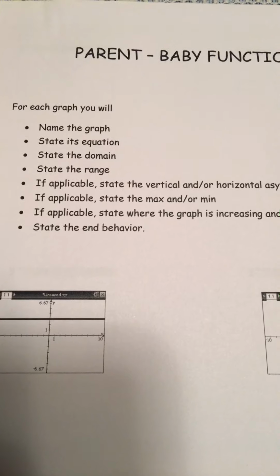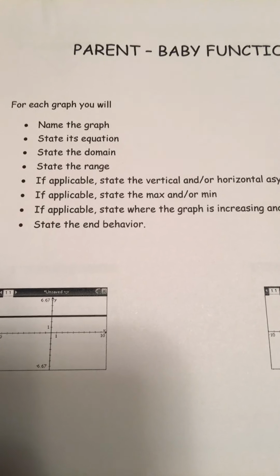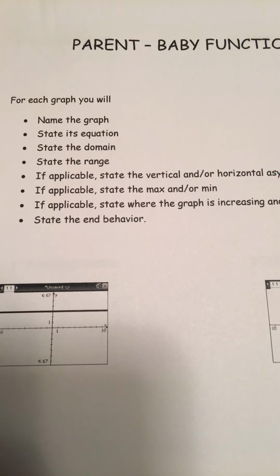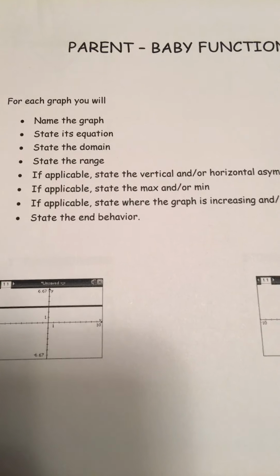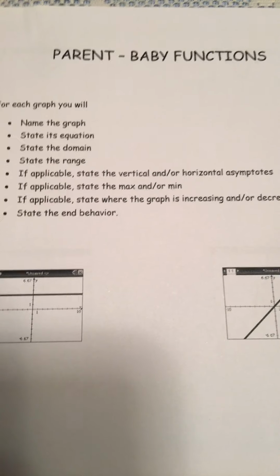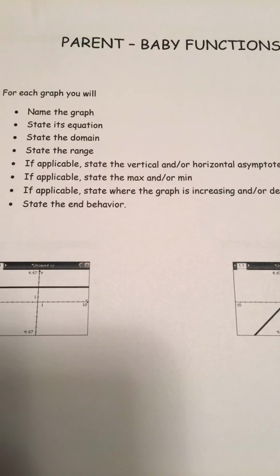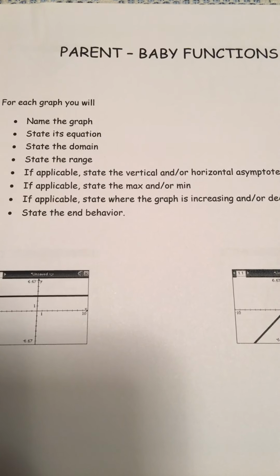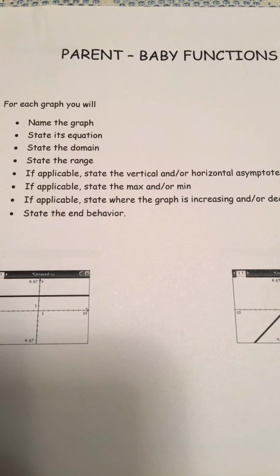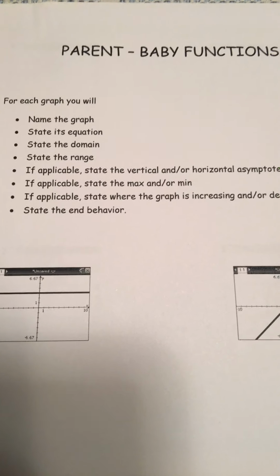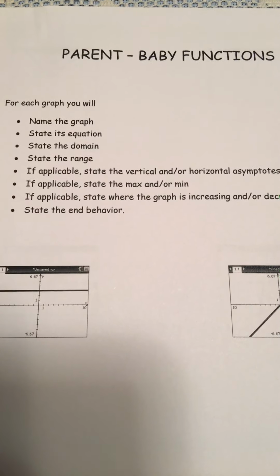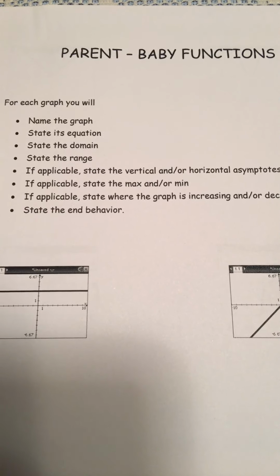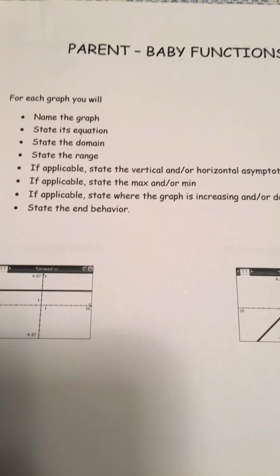You're going to need to know the name of the graph. You're going to have to state its equation, state the domain, state the range, state any vertical and/or horizontal asymptotes. You're going to have to let me know if there are any maxes or any mins. And you're going to have to state whether the graph is increasing or decreasing and state its end behavior.